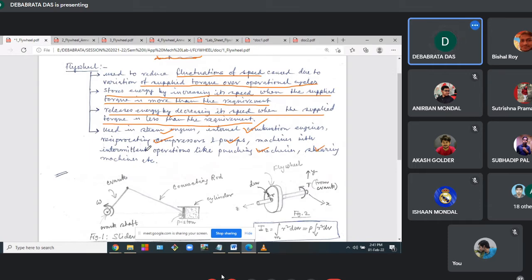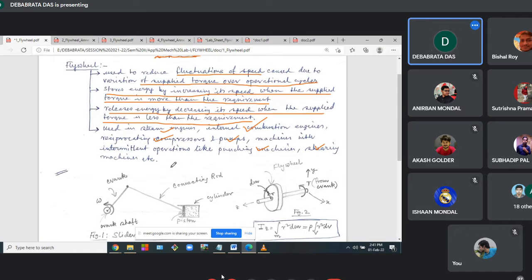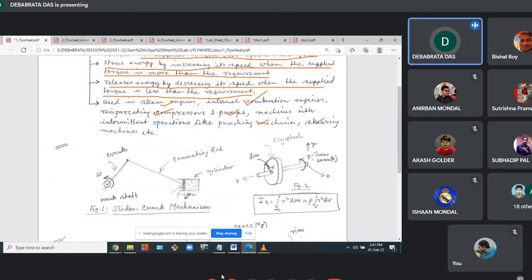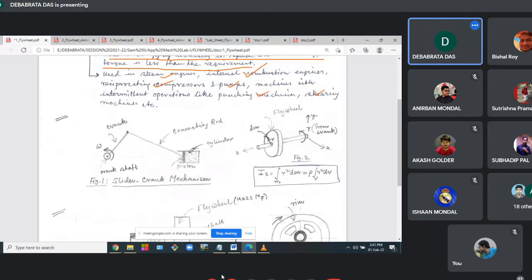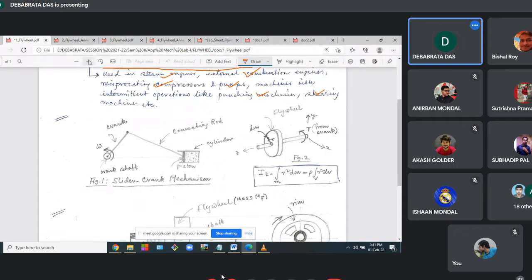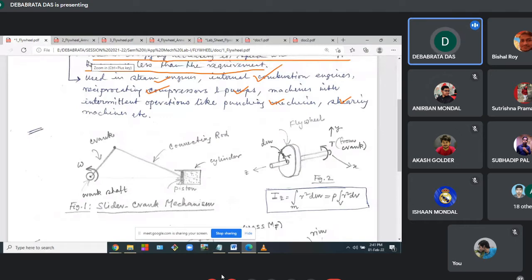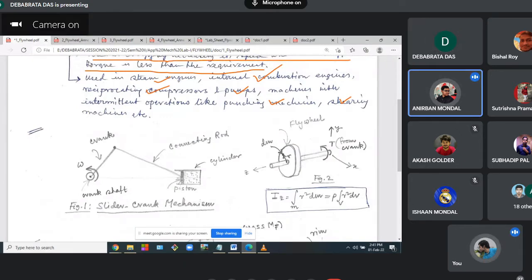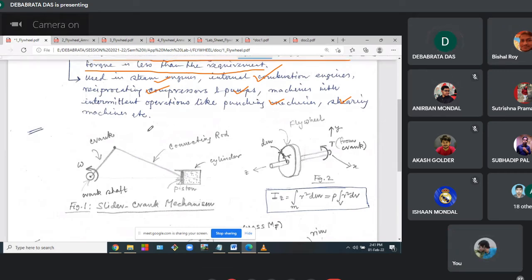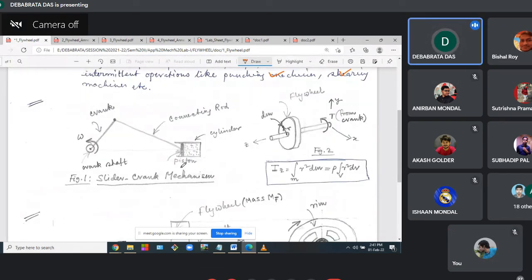Now I will explain one of these machines, like this IC engine, and how this flywheel works, or how this requirement of torque arises. Now, engine cylinder, have you seen an engine cylinder? Now we are considering an IC engine, internal combustion engine. Say this is the engine cylinder.